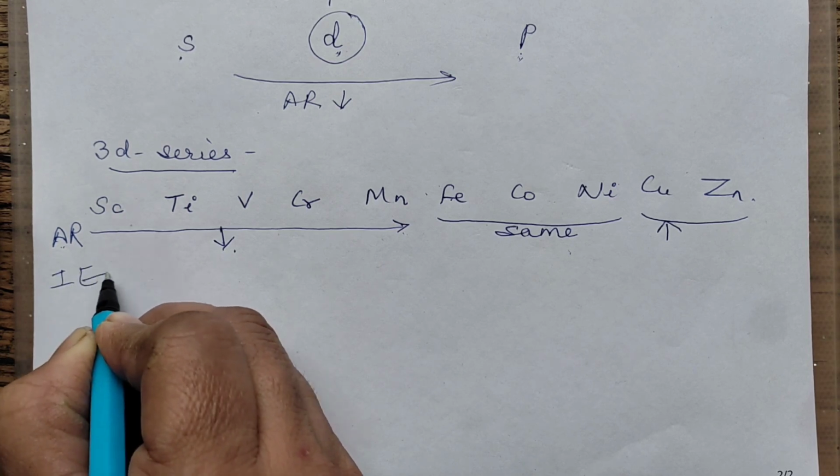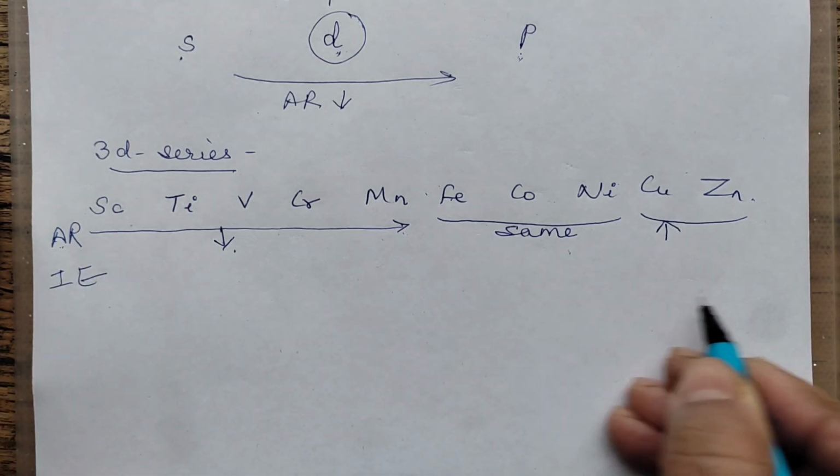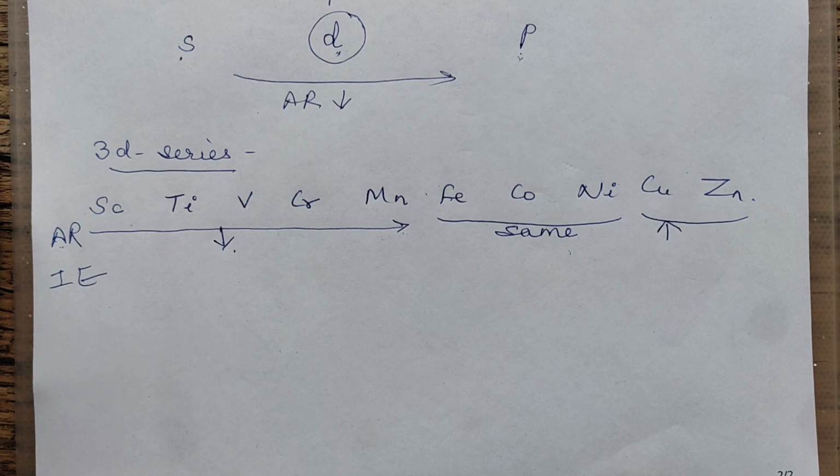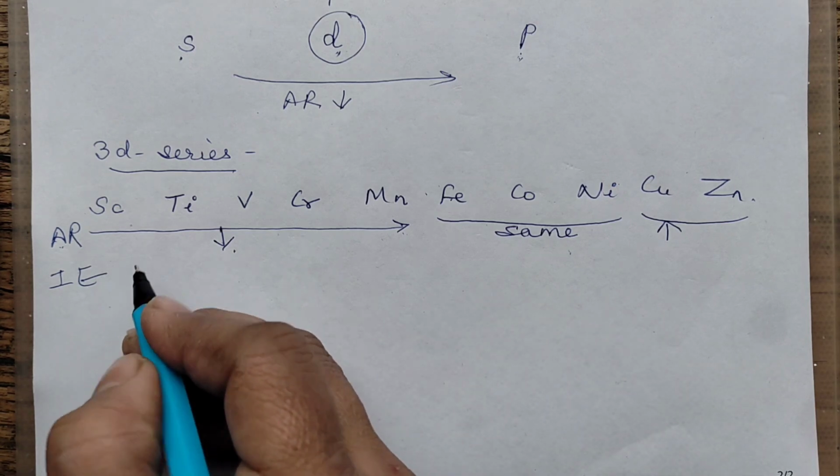Overall, the general trend is that across the period, ionization enthalpy is increasing. That is for sure. We have already spoken about it, that across the period it has to increase. But there are a lot of exceptions. Why are there exceptions? Let's first consider how the ionization enthalpy trend is.